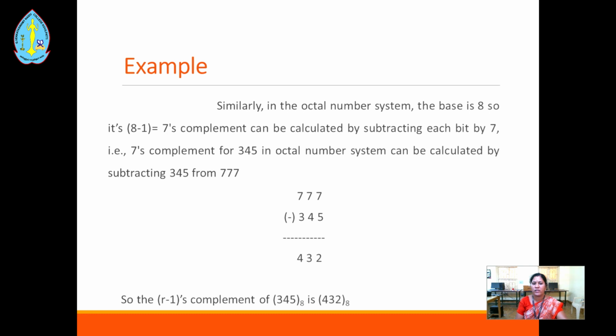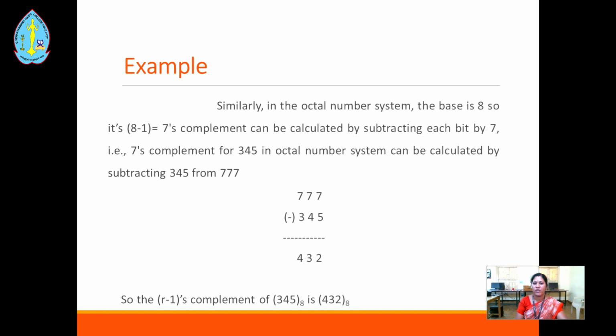You may think that we can calculate only 3-digit numbers, but that is not so. We have to subtract each digit of the number from the corresponding largest digit. For example, if we have a 4-digit number, we have to subtract its digits from 7777. So we subtract each digit of that number from 7, and hence the r minus 1's complement of 345 is 432.